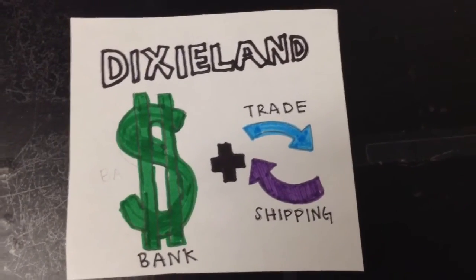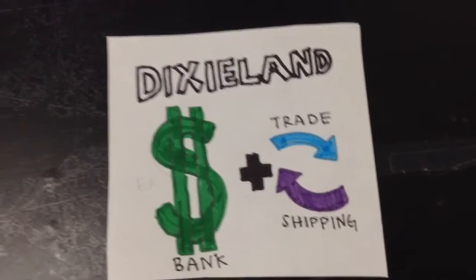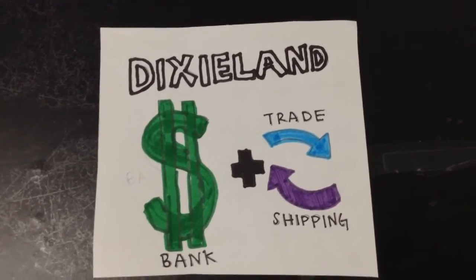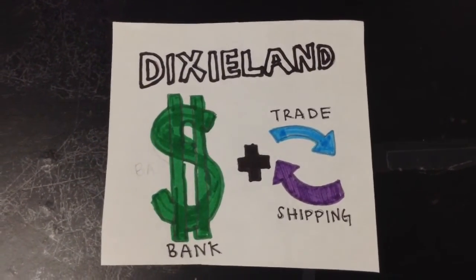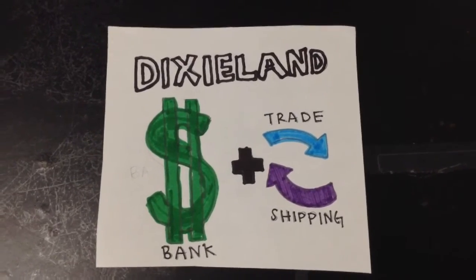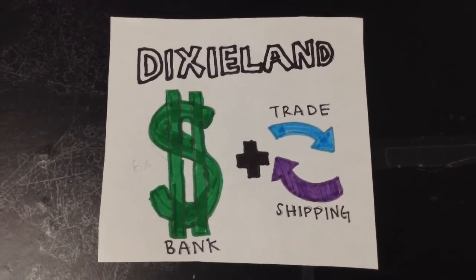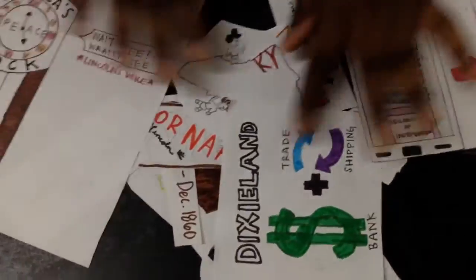Another justification for the Southern secession was the opportunity for the South to become more self-sufficient. Hence, the bank and the trade and shipping that would be done there that would not be done in the North. And these are the events of Southern secession.